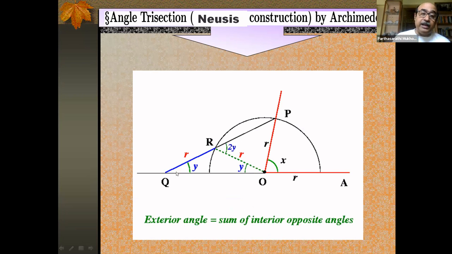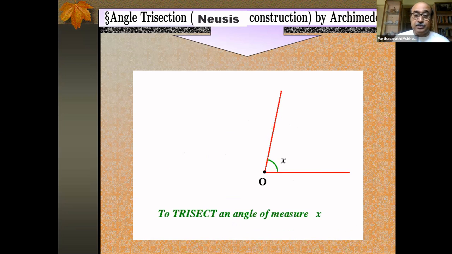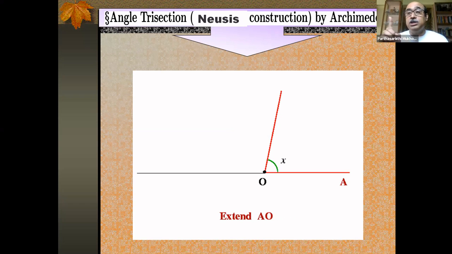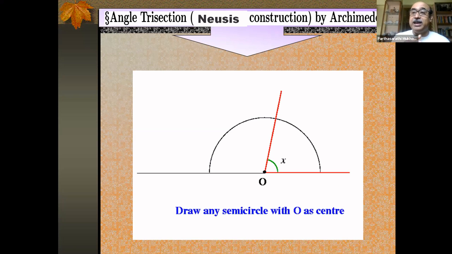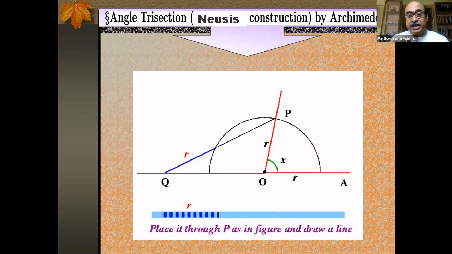Then look at the large triangle. This is Y, this is twice Y here. So this X should be thrice Y. That means Y is one third of X. So that's a beautiful, simple, elegant construction by Archimedes. Only this is not ruler and compass, because your ruler here is not a straight edge. It's a neusis where a specific length is marked, and you are using that marked ruler to adjust and get this construction done.